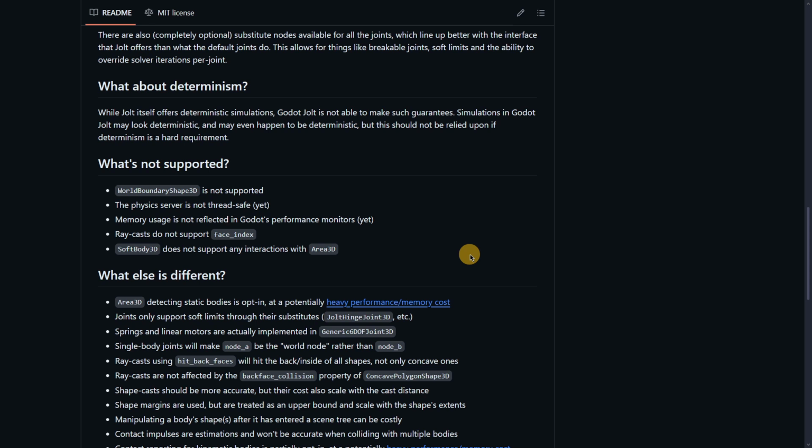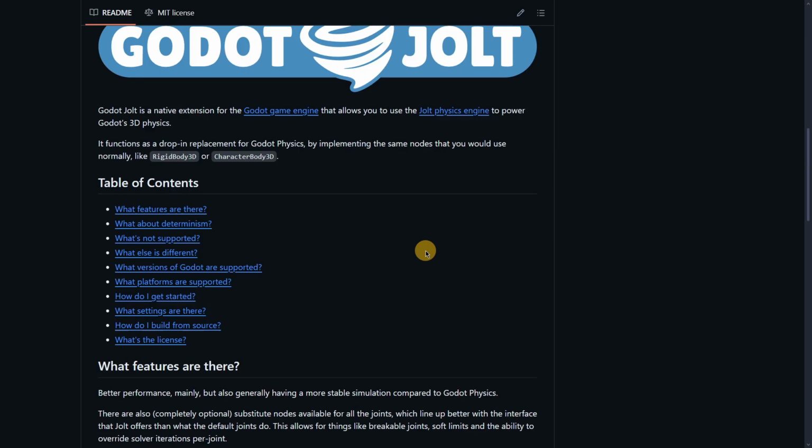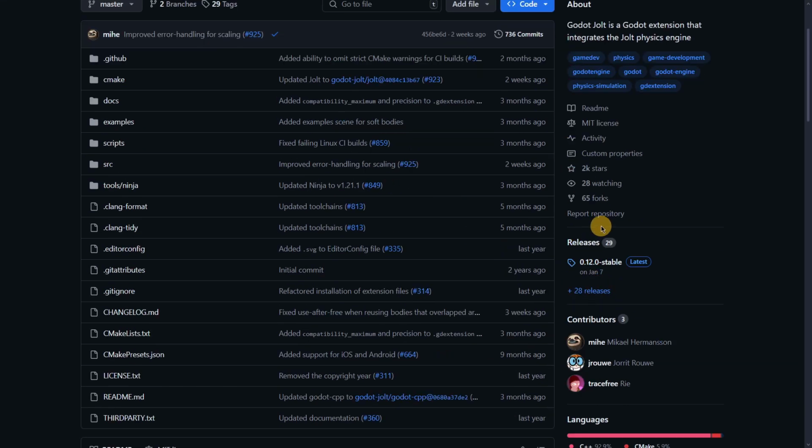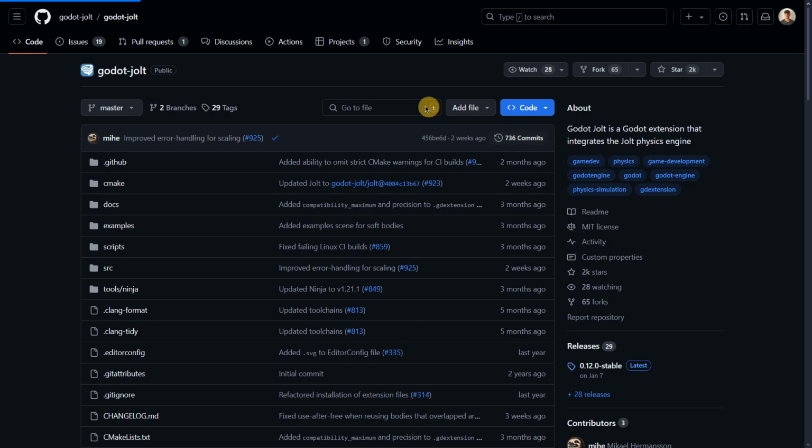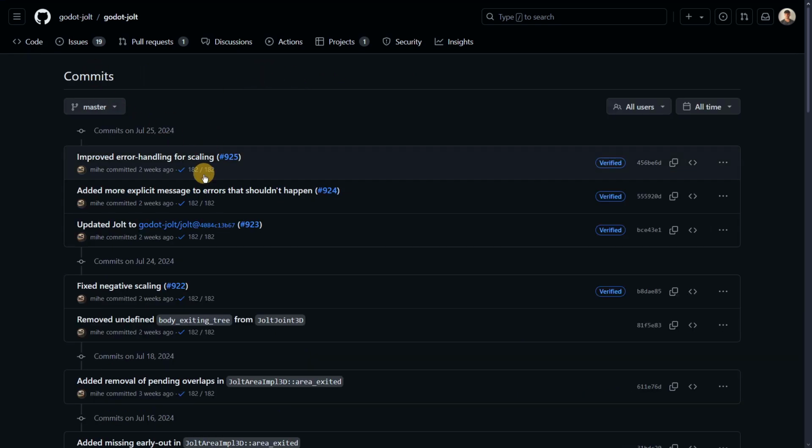So that's of course something that has to be added in order for Jolt to become the default physics engine, as well as all these other ones. But I think that the most important one is soft body, because Juan also mentioned it. And what we can see here is that work is done quite frequently. You can take a look at the commits, and for example, we see that the latest commits were on July 25, 2024, which was something like 1 week ago, 10 days ago.